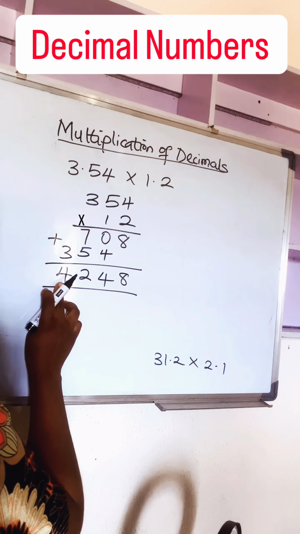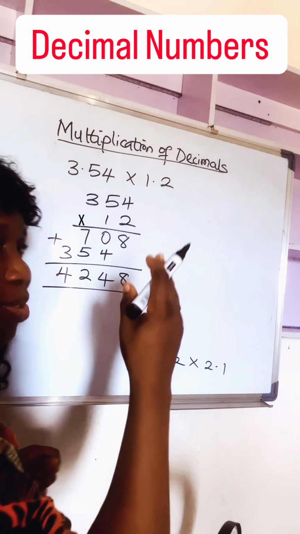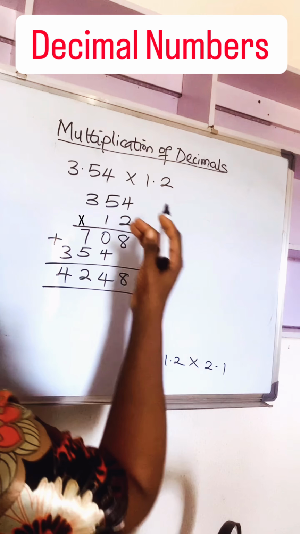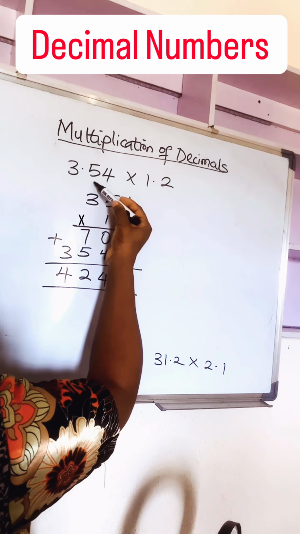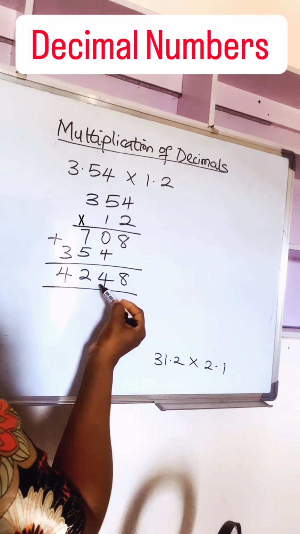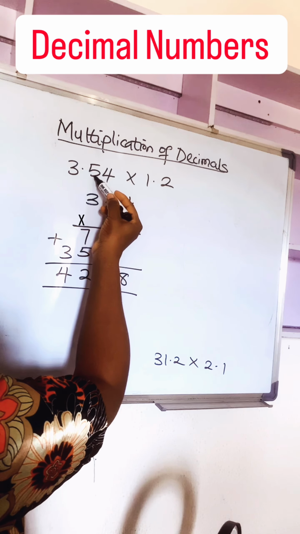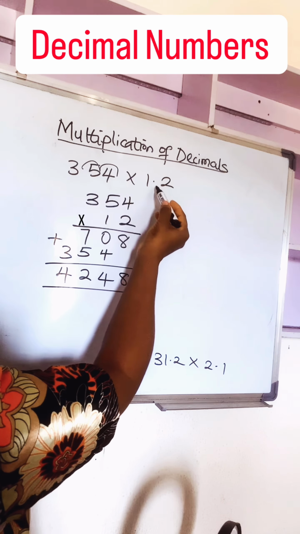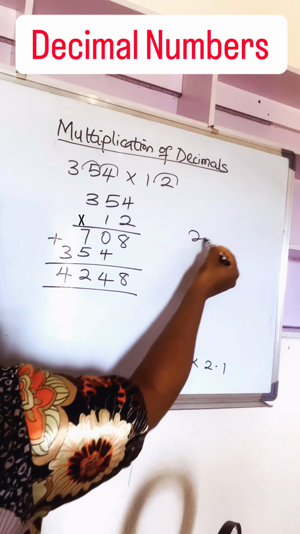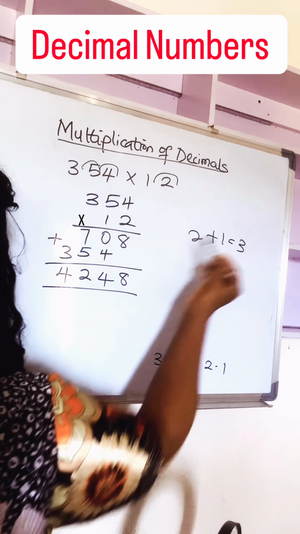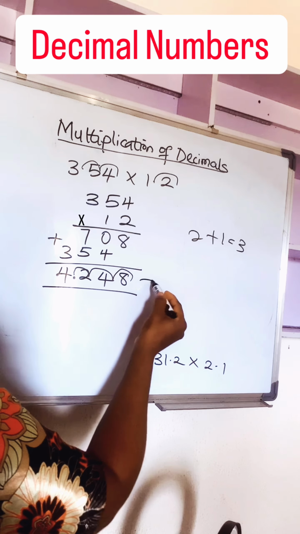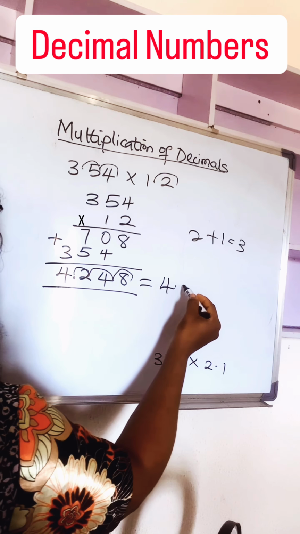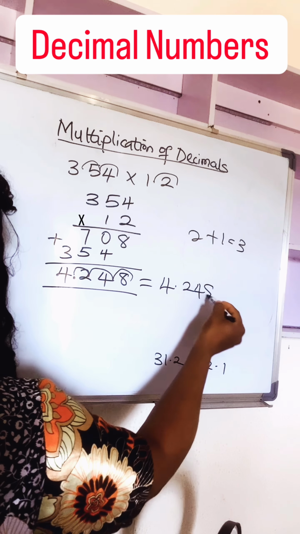Now, you've gotten this number. Remember, you're not going to forget the decimal places, okay? So what do you do? You count the number of decimal places here, then you put it here. This one we have 2 decimal places. This is 1, 2. Here we have 1 decimal place. So 2 plus 1 is 3. Then you come here, you now count 1, 2, 3. This is where the decimal point falls. So your answer is 4.248. This is your answer.